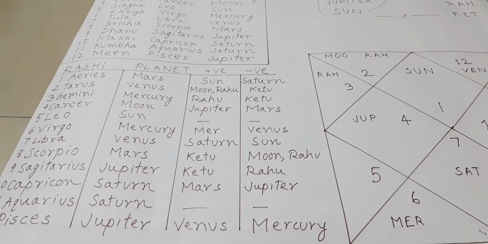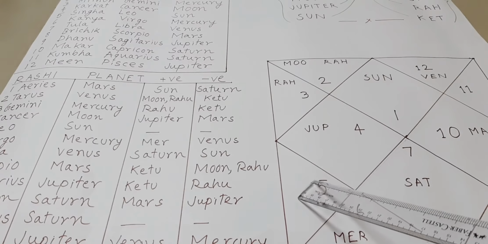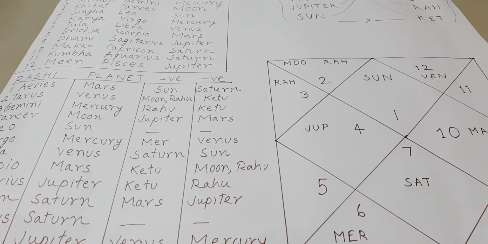Now, let's discuss a very common question. A very common question which you may be thinking at this point of time. Often people ask, what should we say about a blank house? For example, this looks like a blank house. What about that? What about positive planets? What about negative planets?